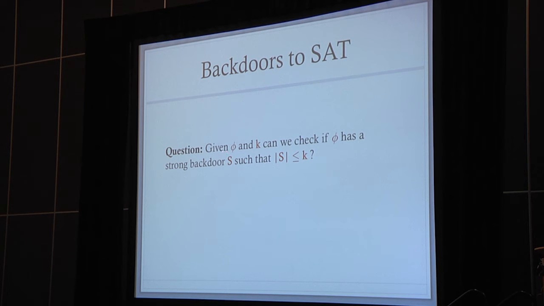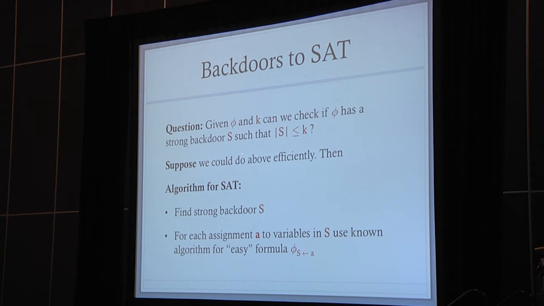So now there's a natural question: given phi and k, can we check if phi has a strong backdoor S such that S is small? We can empirically also ask this question. Is it the case that many of the SAT instances arising in practice have small backdoors? And maybe that's the reason the algorithms are figuring them out. Once they figure out the assignment to these important variables, then the formula becomes easy, okay? And suppose we could find such a small set of variables, then you have a nice algorithm for SAT. You find such a backdoor, try all possible assignments to the backdoor, and then solve the resulting SAT formula.